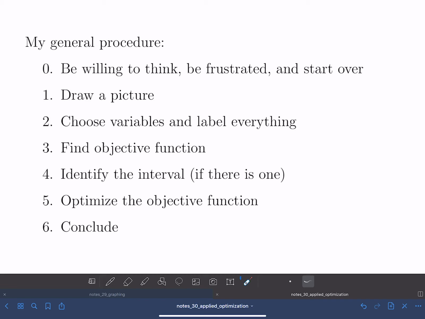First, I think you should draw a picture. Second, I think you should choose variables and label everything in the picture. Third, I think you should try to find your objective function and write it down. Omega equals, right? Omega of your variables. Fourth, identify the interval if in fact there is one. Fifth, we should optimize the objective function. That's like f prime equals 0, solve.